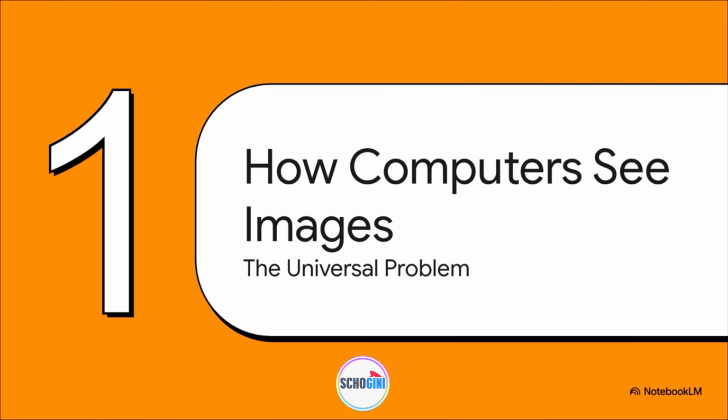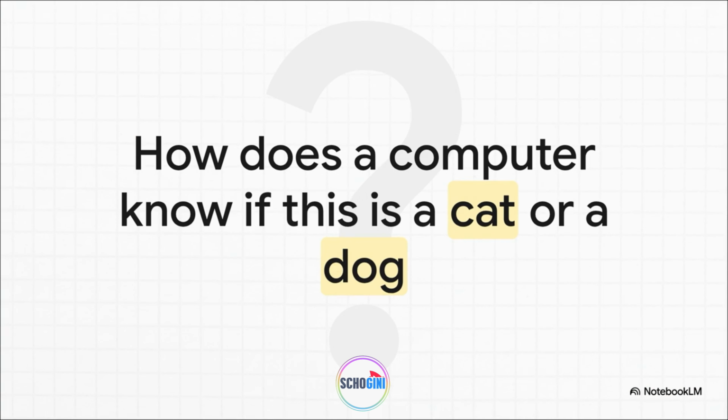When you and I see a picture, we see objects, faces, scenes, but a computer just sees a giant grid of numbers, a bunch of pixel values. It has no idea what a cat or a car is. So the real question is, how do we get a machine to go from seeing just numbers to actually understanding what's in the image? Let's make this real with the classic internet challenge, cat versus dog.